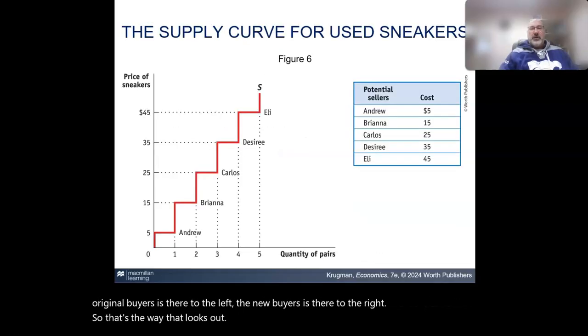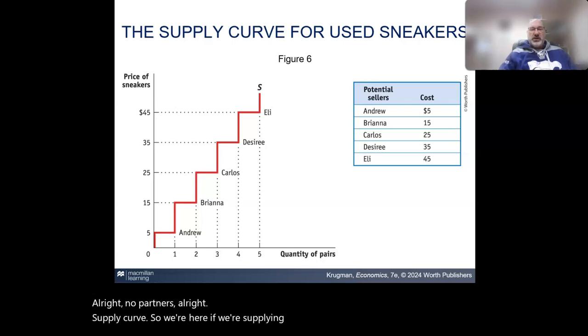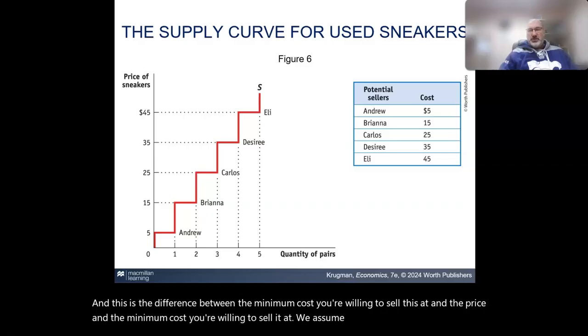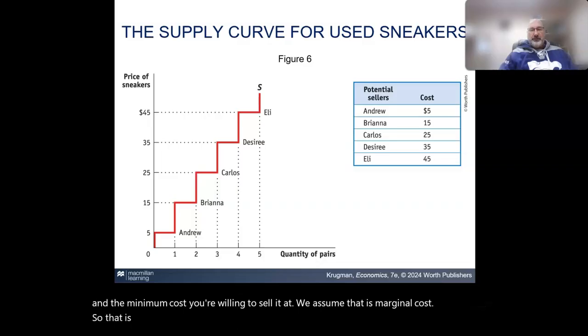All right, now the supply curve. So here, if we're supplying, this is producer surplus. And this is the difference between the minimum cost you're willing to sell this at and the price. The minimum cost you're willing to sell it at, we assume that that is marginal cost. So that is the way we are looking at that.